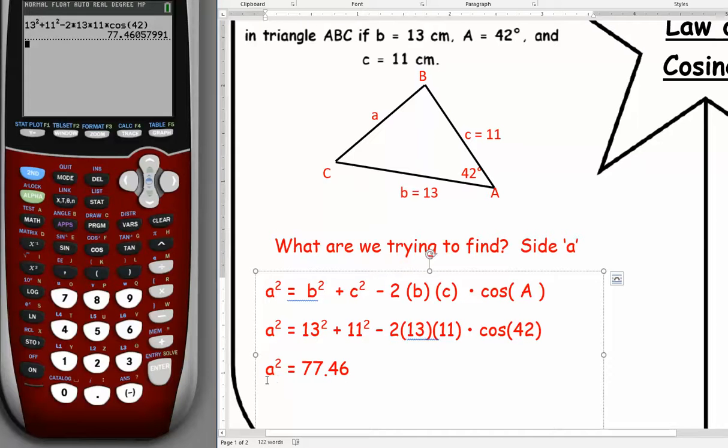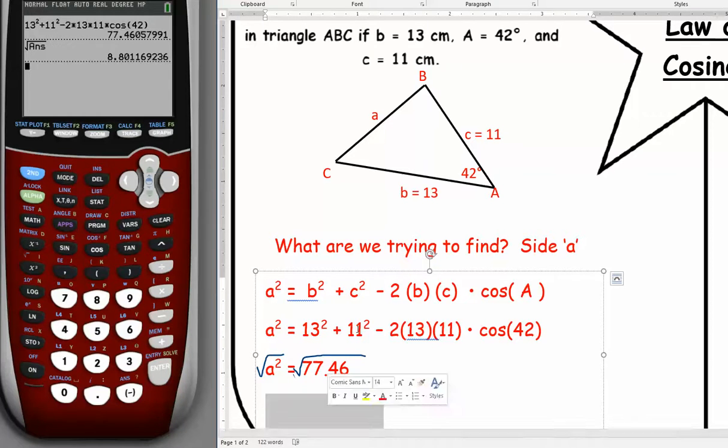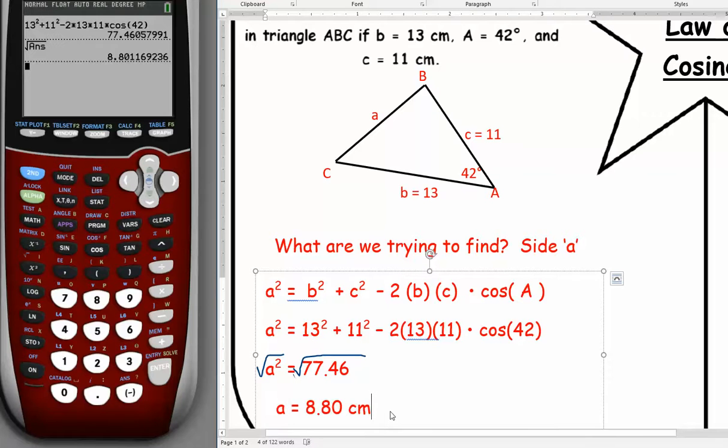A squared is. So how do we undo squaring? What's that inverse operation? Well, the opposite of squaring is square root. So we're going to square root both sides. And once we've square rooted both sides, we will end up finding out, so second square root. Now here's a little shortcut on the calculator. I want to use that last number. If I just do second negative, I want the square root of the answer, and that is 8.80, don't forget your units, centimeters.